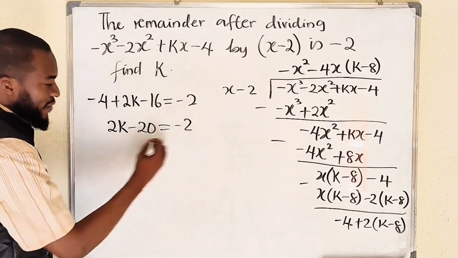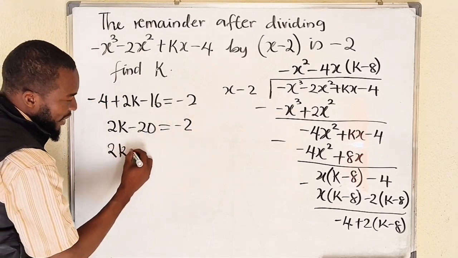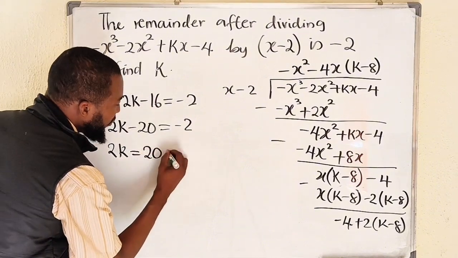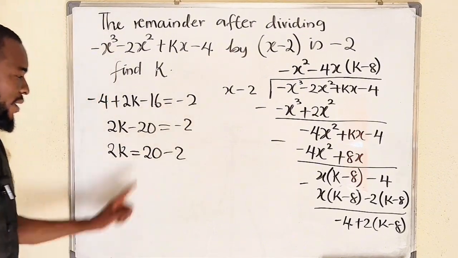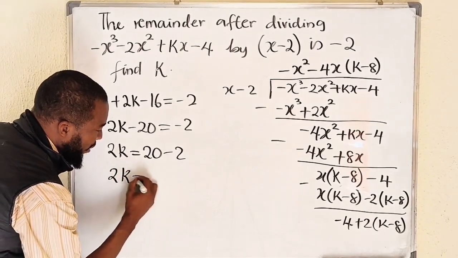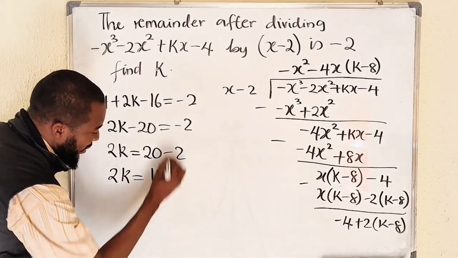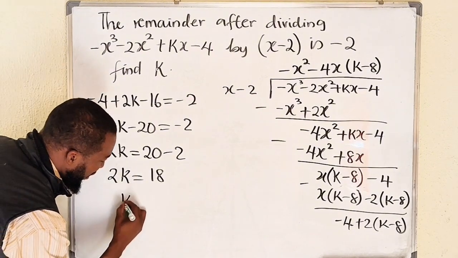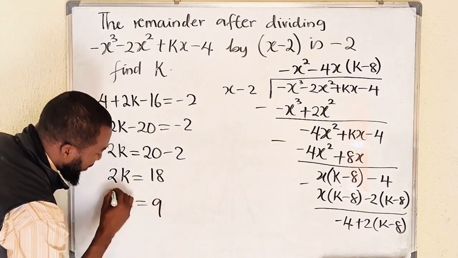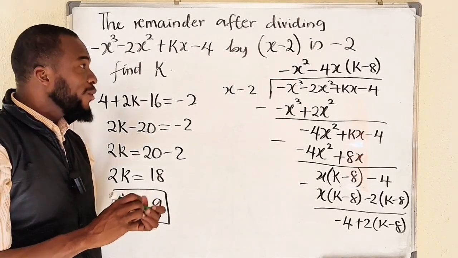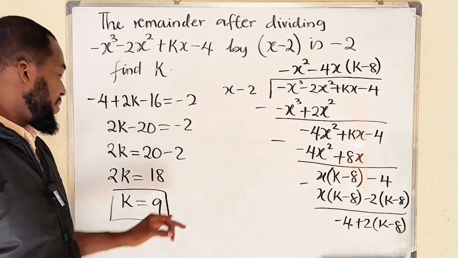Take this one to the other side. We have 2k on the left equal to, as negative 20 crosses over, it becomes positive 20. We have minus 2 already there. This plus this is 18. So we have 2k equals 18. You divide both sides by 2. We have k equals 9. Simple. So therefore, the value of k in this problem is equal to 9.